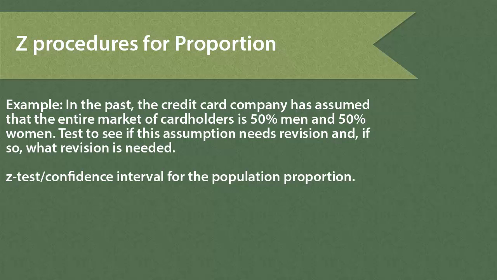For example, a problem could read as follows. In the past, the credit card company has assumed that the entire market or the entire population of cardholders is 50% men and 50% women. We're going to test to see if this assumption needs revision, and if so, what revision is needed.